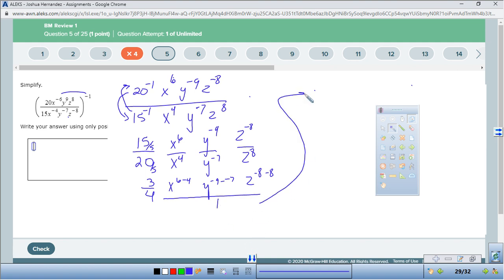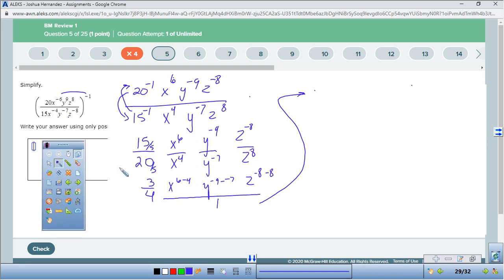I guess I'll bring it up here. 3/4. So this is like the 1, okay? From here, this is the 1 on the bottom. The x's: x to the 2 over 1. Y, plus -2, becomes y to the -2. This one becomes z to the -16 over 1.